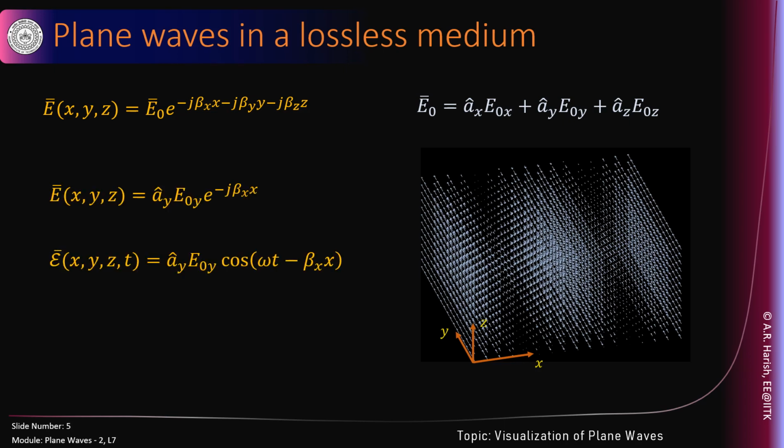That is the electric field of this particular plane wave. You can represent that in time harmonic form by multiplying with e to the power of j omega t and taking the real part of it, which is cosine of omega t minus beta x.